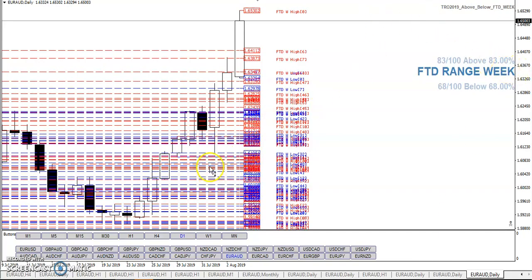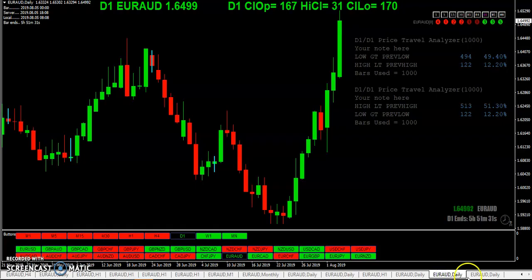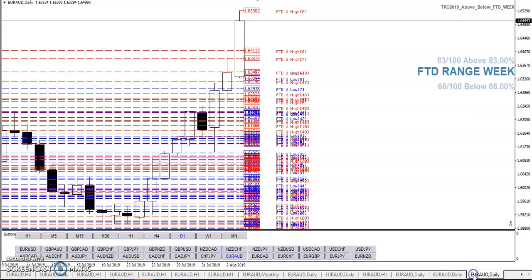Well, you can see here how price has blown through all of those first trading day of the week's high. We're still on the first trading day. So there we have it. And once again, doing a little more analysis here.